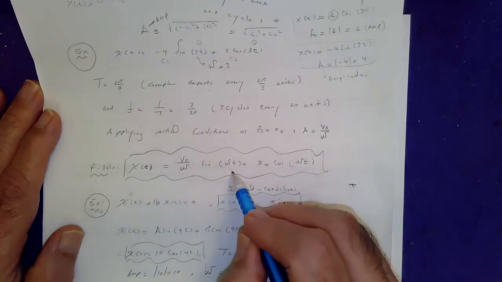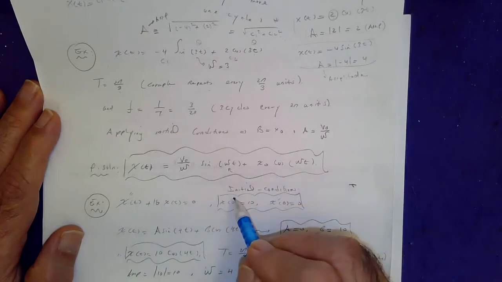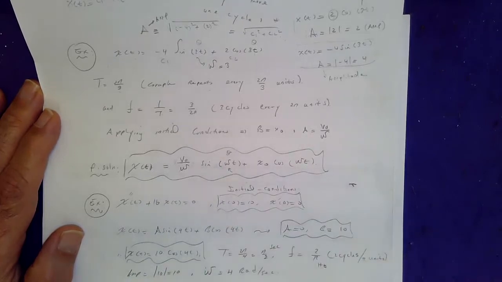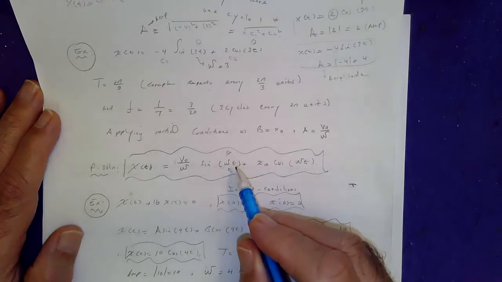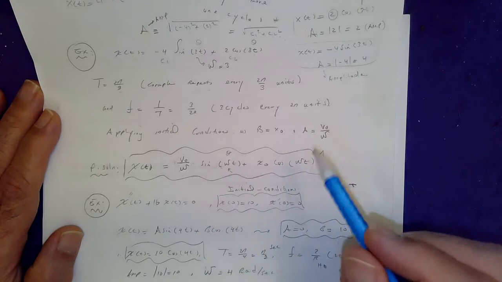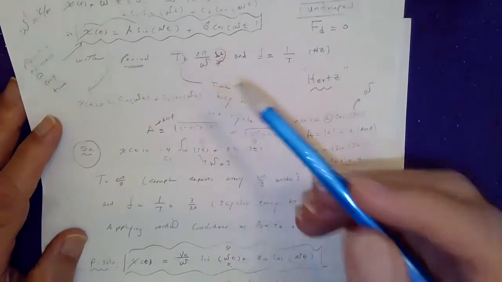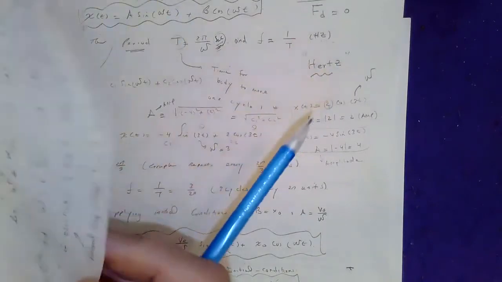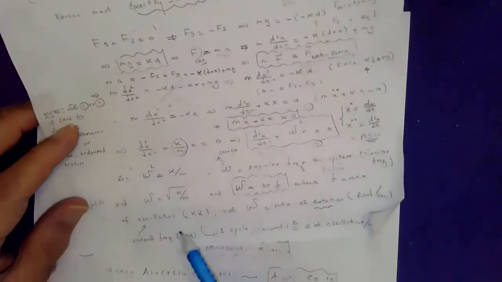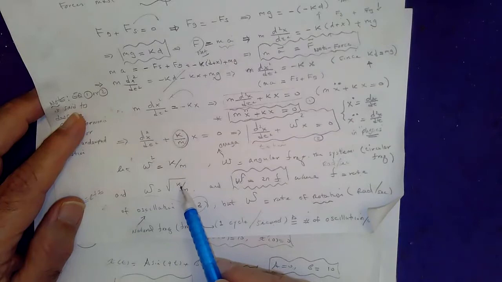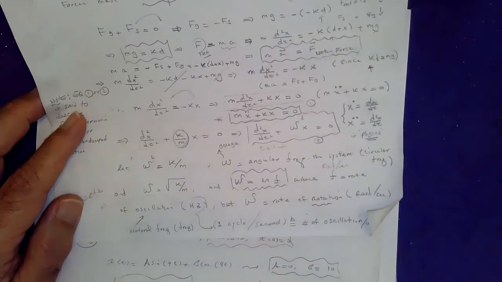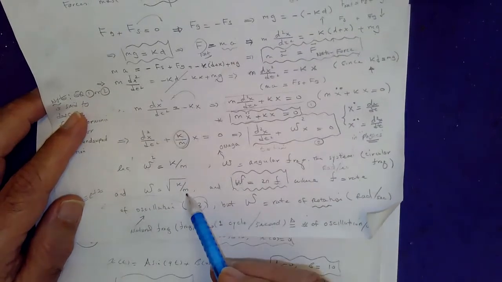Keep in mind the coefficient of t in the argument of the sine and cosine is omega. And the period is what? 2 pi over omega. And omega, if you recall, is defined as the square root of the spring constant divided by the mass.